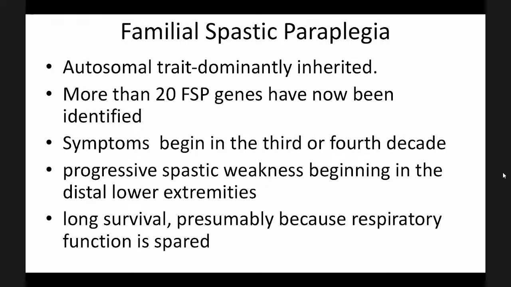So we have familial spastic paraplegia, an autosomal trait, dominantly inherited. More than 20 familial spastic paraplegia genes have now been identified. Symptoms begin in the third or fourth decade, with progressive spastic weakness beginning in the distal lower extremities. There is long survival, presumably because respiratory function is spared.